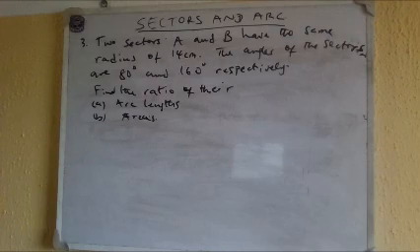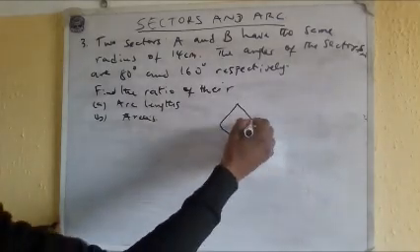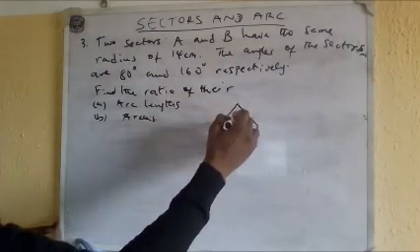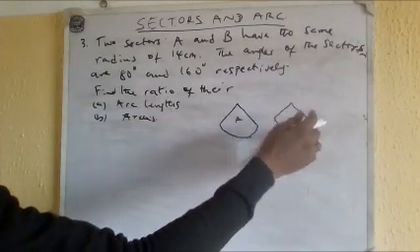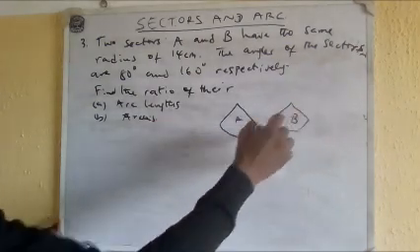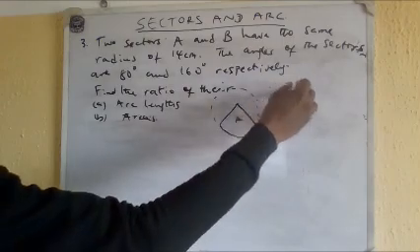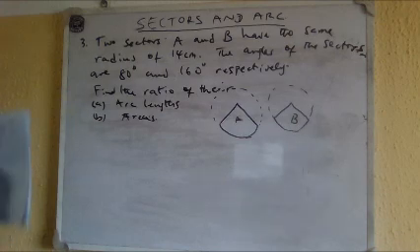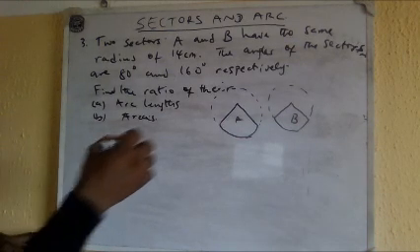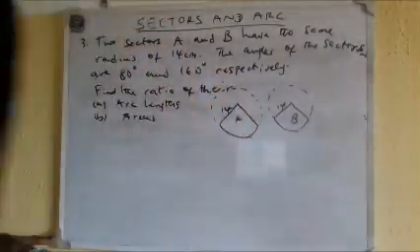Okay, so look at what happened here. They are giving us two sectors, A and B. I'll call this one sector A and this one sector B. They came from a circle, remember, a circle that was chopped off. They say two sectors A and B have the same radius, 14. So if this one is 14, this one too is also 14. I've labeled the two of them 14, 14.